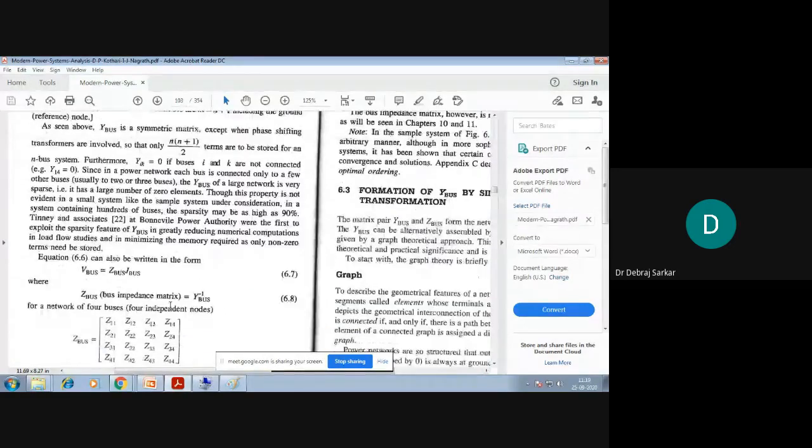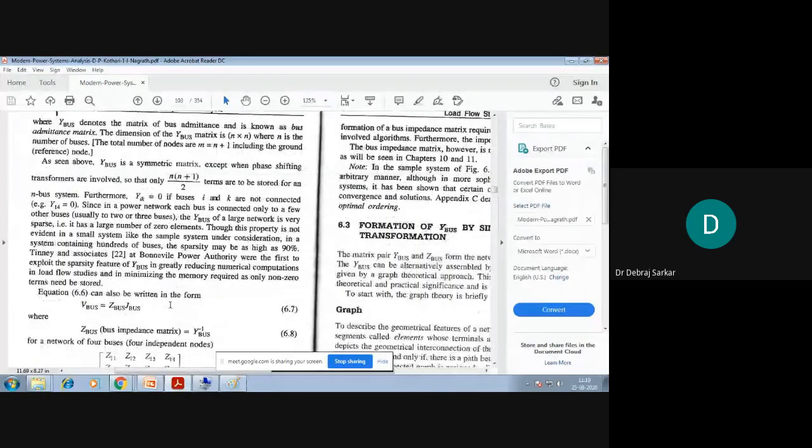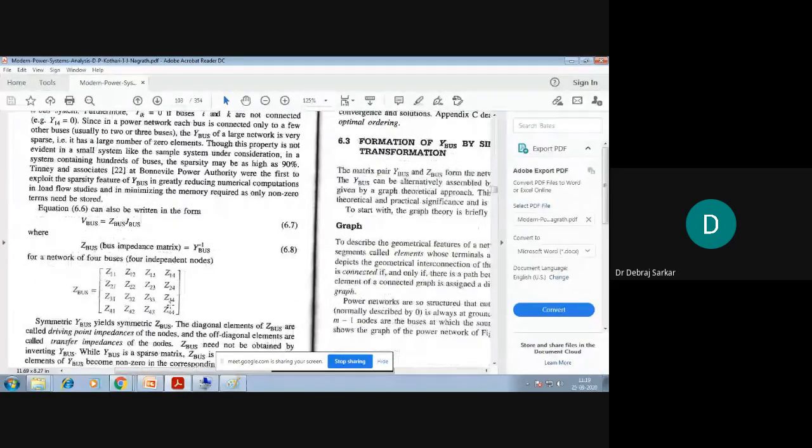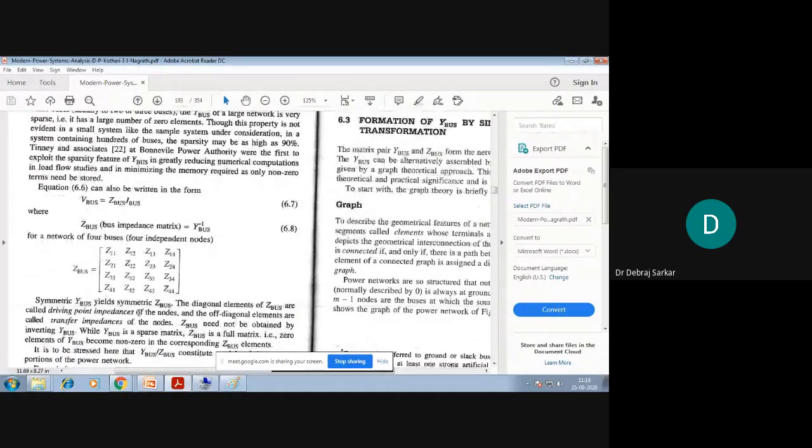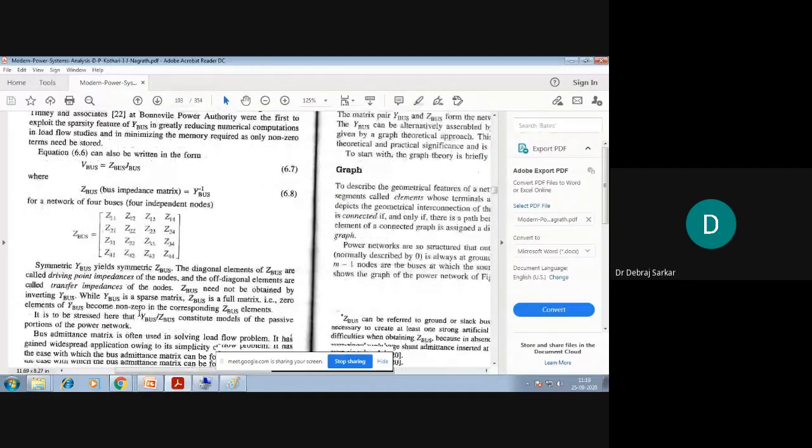Now you have the same thing in terms of Z: V bus equals Z bus into J bus. Now this Z bus can be obtained by inverting Y bus. The Z bus is called the driving point impedance. Remember, I'm just repeating these things. Now, an important part: graph.